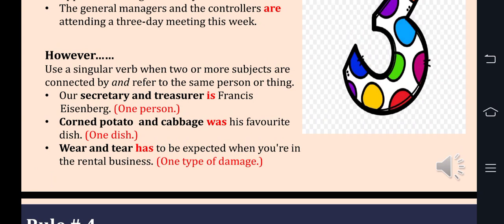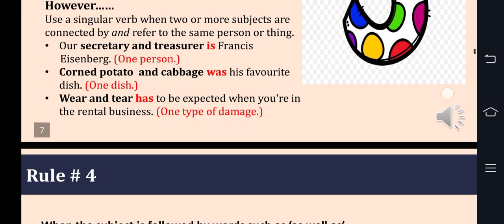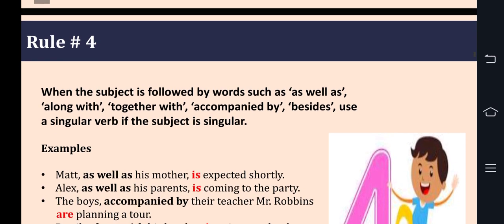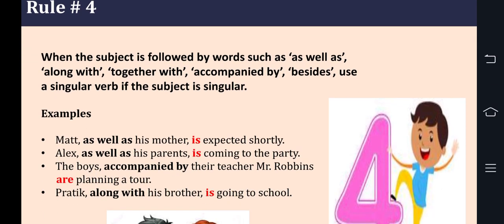Wear and tear has to be expected when you are in the rental business. So this has caused one type of damage, wear and tear. Okay, so we are using has, the singular verb. Now let us learn rule number 4.